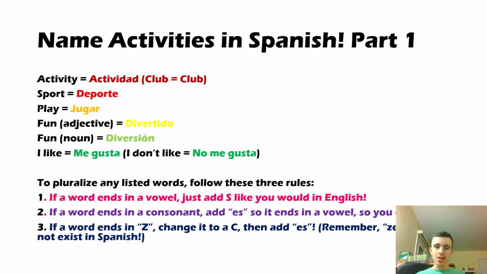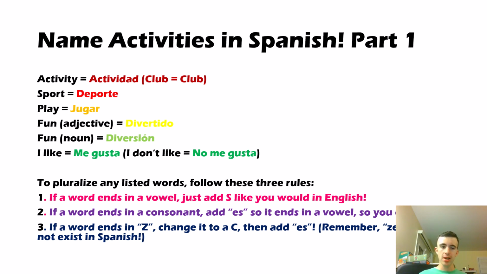And fun as an adjective is divertido, which relates to fun as a noun, which is diversión. You can think of it as creating a diversion from another activity. Then I like is me gusta, so think of it as meaning the opposite of disgust. And naturally, the opposite I don't like is no me gusta. No me gusta.